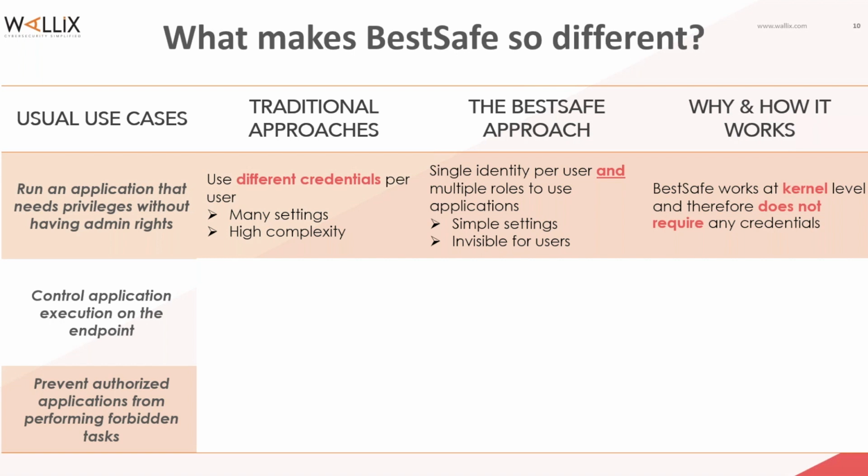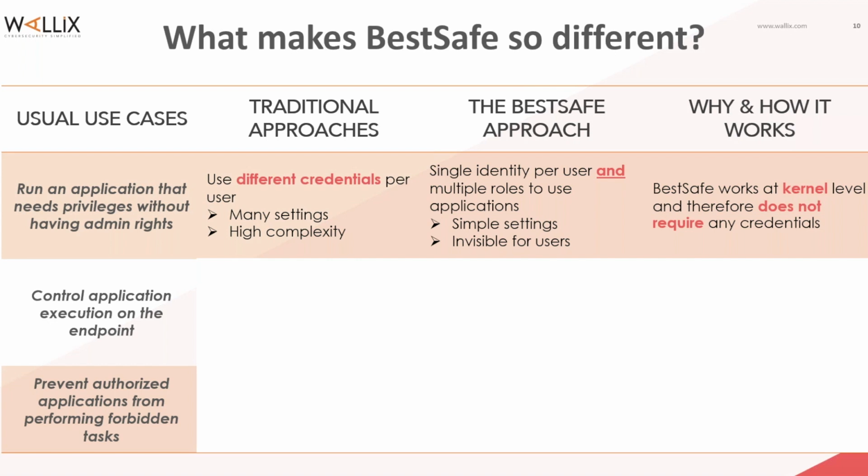Next, let's look at a use case where BestSafe differs significantly from traditional solutions, offering granular control over application execution. With traditional approaches, control is strictly black or white. IT can either allow or prohibit an application from running on an endpoint. But what about the gray area? What happens when black and white rules are too rigid for teams to work efficiently?